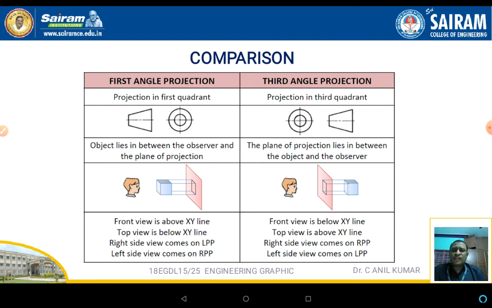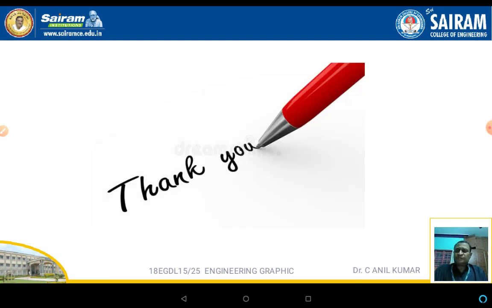But in the case of the third angle projection, the top view will be towards the left side, the front view towards the right side. The plane of projection lies between the object and the observer. The front view is below the XY line, the top view will be above the XY line. The right side view will come on the RPP and the left side view will come on the LPP.